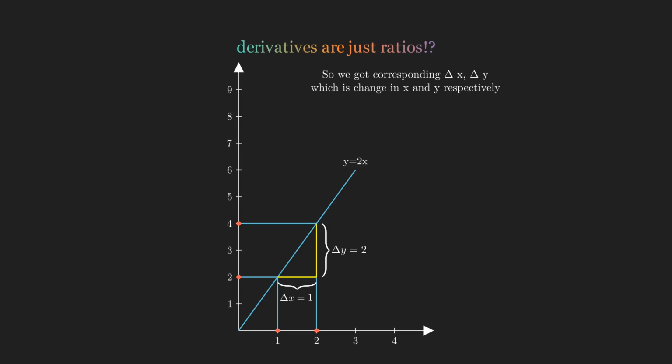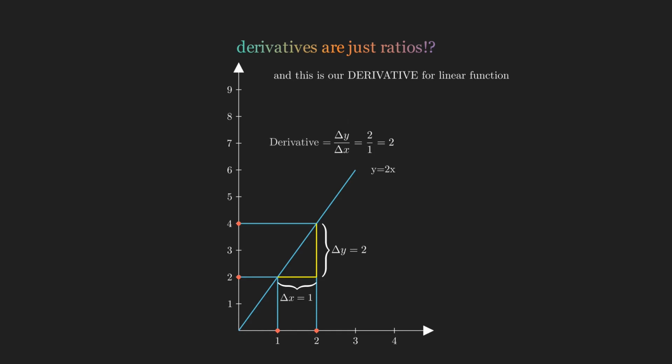Now by taking the ratio we can compare the change in y with respect to the change in x. And this right here, people, is our derivative for a linear function, and we get the ratio as 2. Essentially, we got to know that the change in y is twice the change in x.